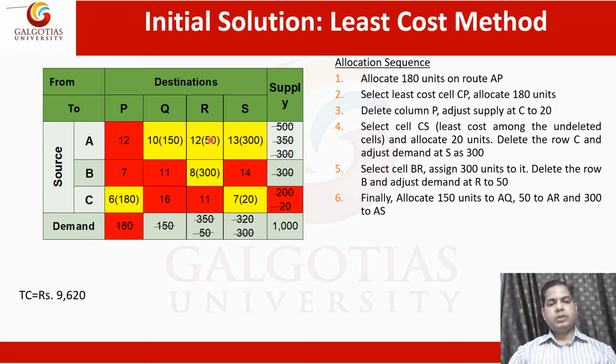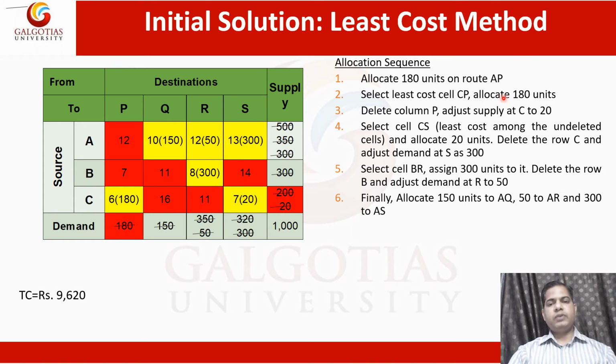Now the second point is 12. 12 is the least cost out of 12 and 13. The demand for R is 50 units and the supply is 350 units. So I will give 50 units at this place. After that, my balance supply of A is 300 units. Now this is the last point. The demand of S is 300 and the supply of A is also 300. So I will give the maximum possible value of 300 at this point. So these yellow cells are my allocated cells.